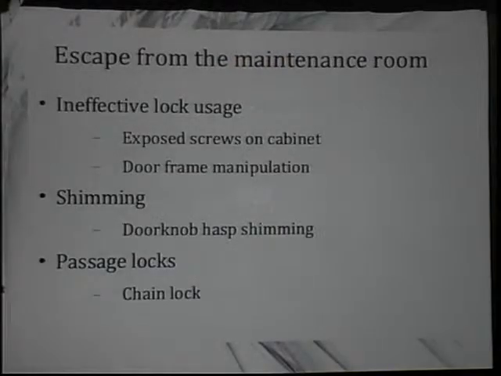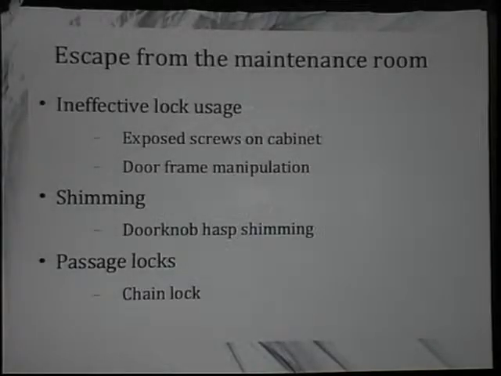So, Waldo was able to get past the lock on the cabinet because it was attached with flathead screws to a metal bracket, which he was able to open with a penny. So after that, he was able to manipulate the door frame because it was not flush with the wall that it was covering. So he's able to bend it out a little bit and just simply push the door in.